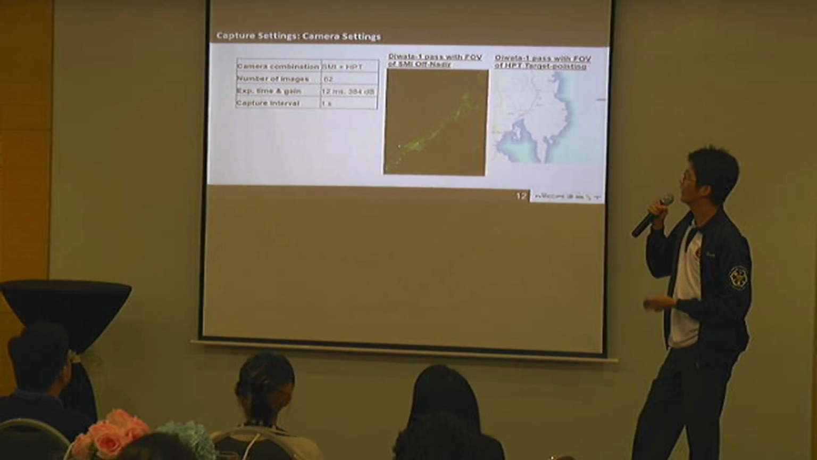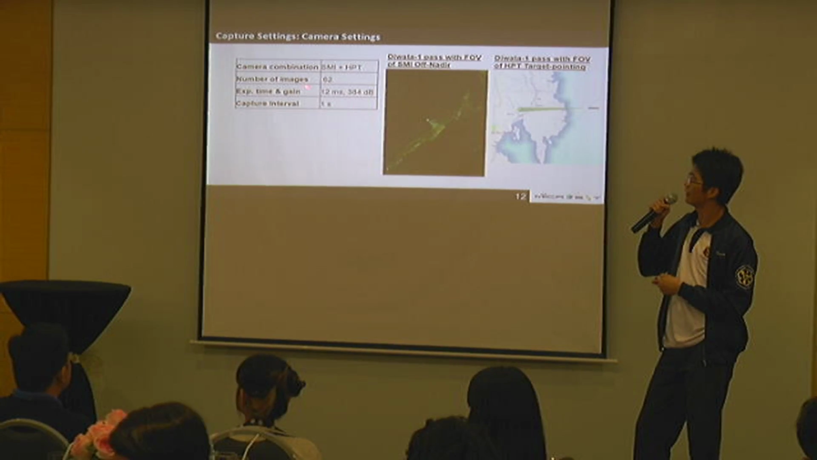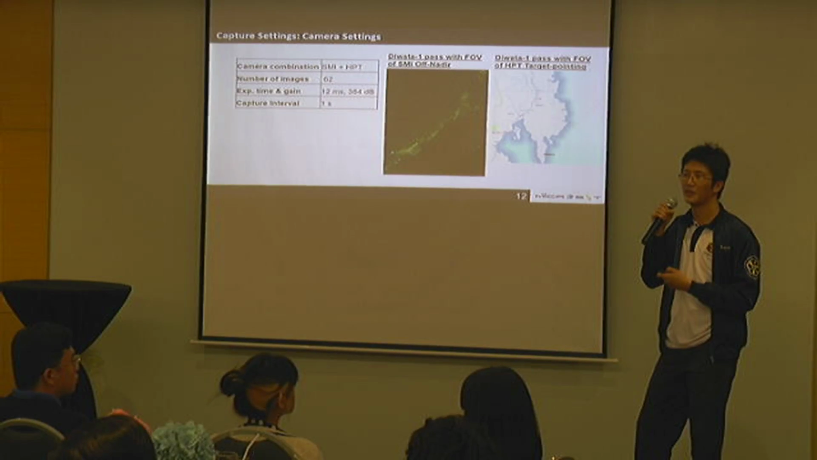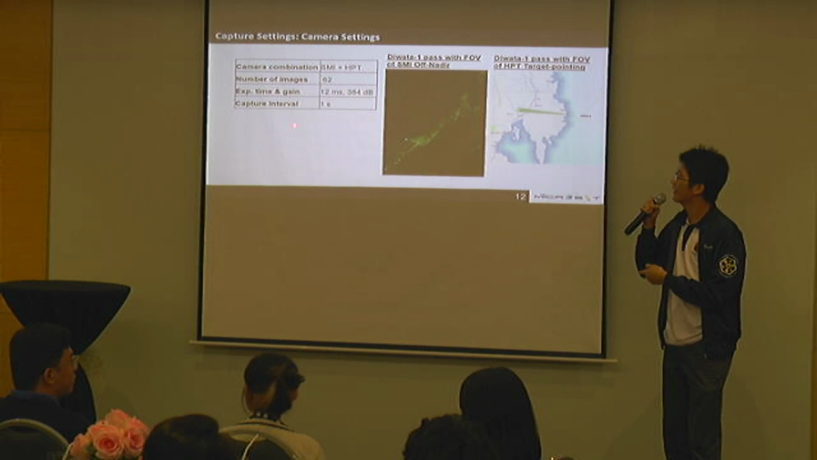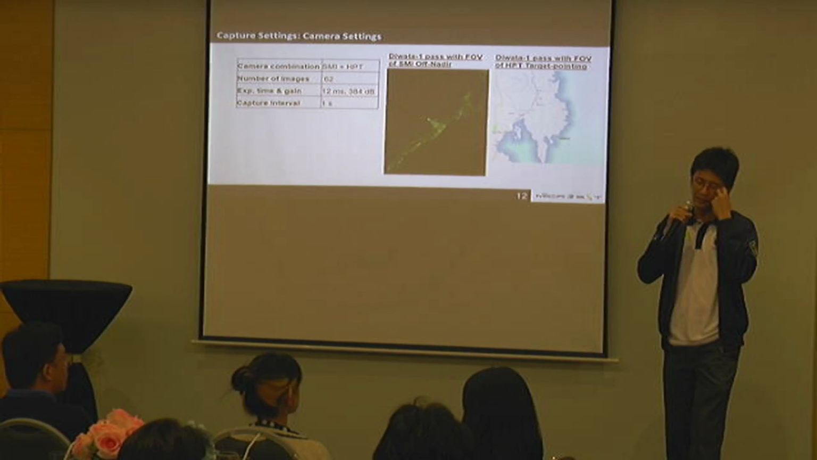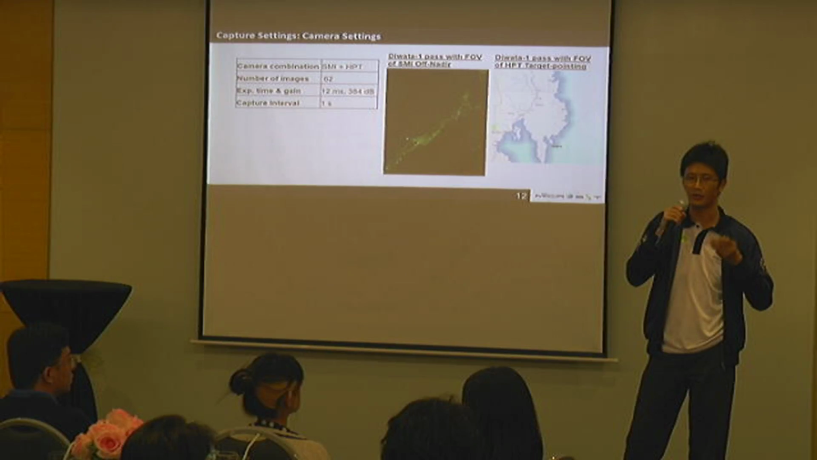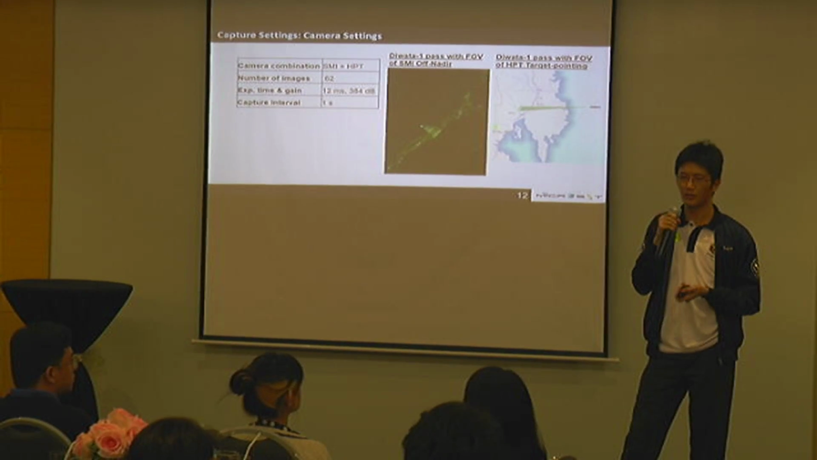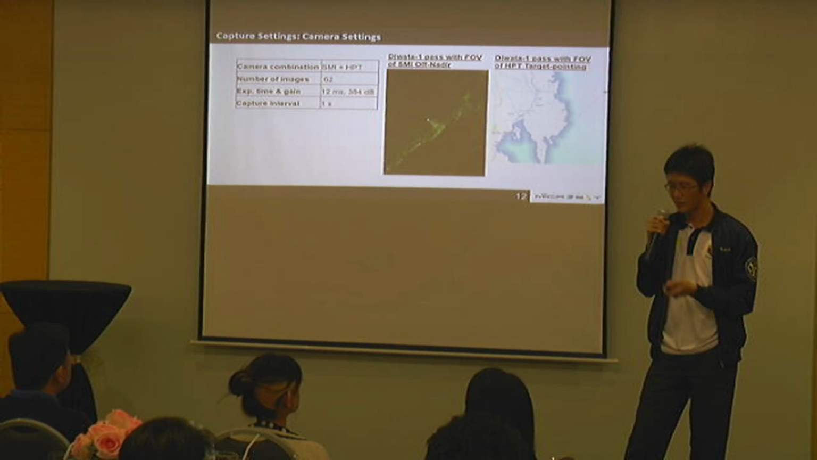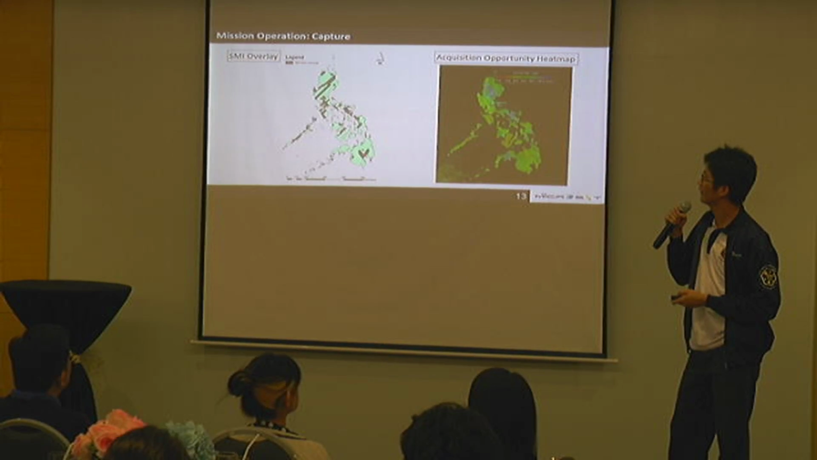And then next, since Diwata 1 has cameras, you can actually switch its exposure time and gain like other cameras. And then capture interval, this is just a setting of how frequently we want to capture images. So do we want to capture every second, every half second, or every 200 milliseconds or so? Okay. And then, so this is an example.